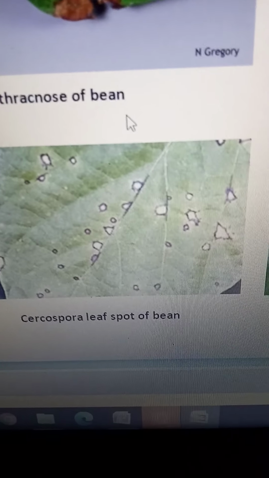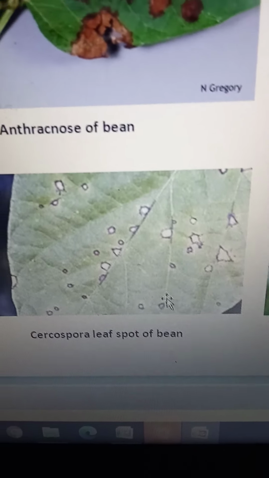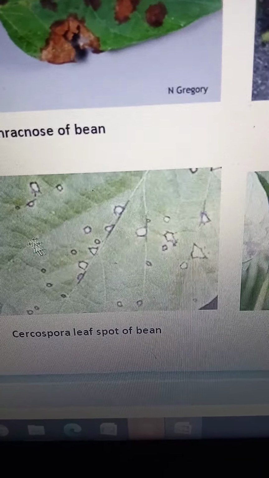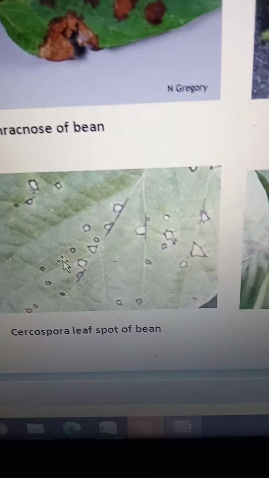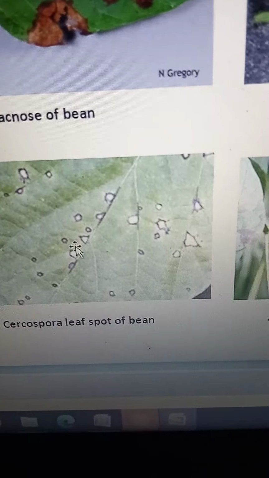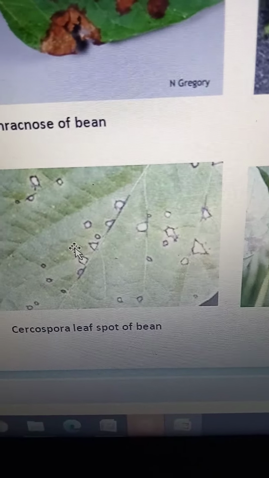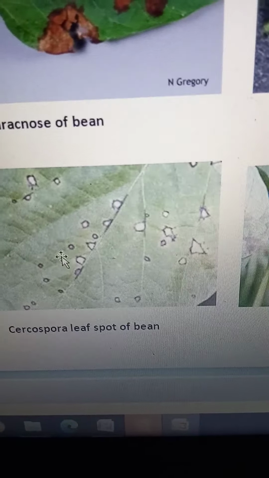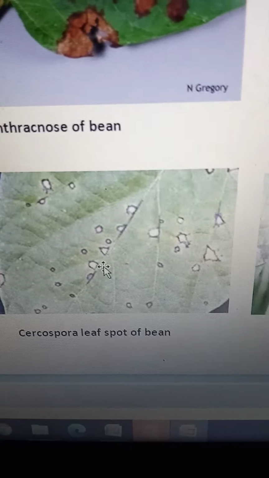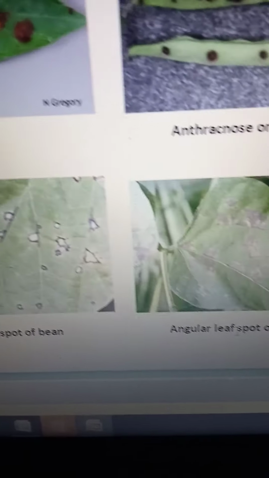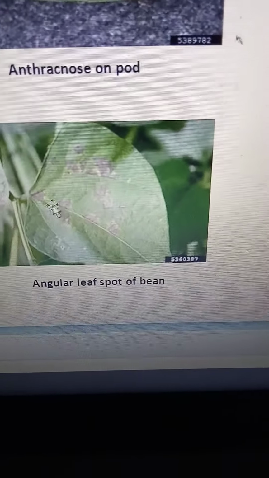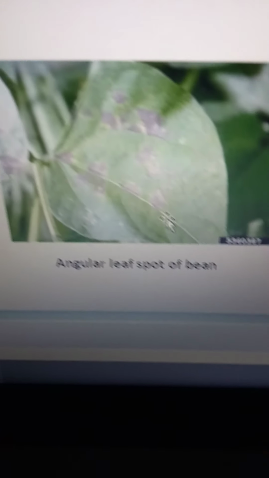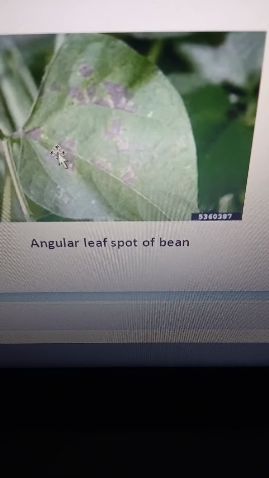Then next comes Cercospora leaf spot. In case of Cercospora, the lesions will be almost circular in shape, and the center of the spot will be white in color, bordered by a black border. This is a very distinct symptom you will find on the beans. And this is another disease on beans, which is angular leaf spot of bean. See the symptoms, these are all triangular in shape.